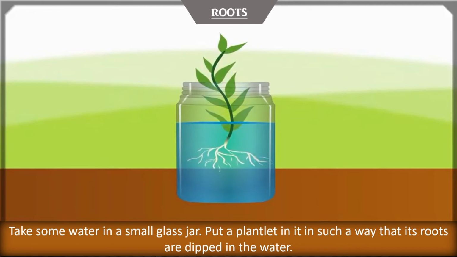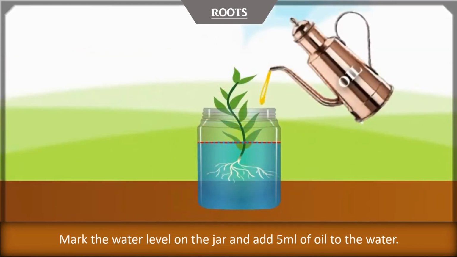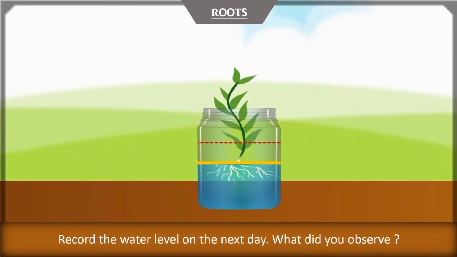Let's try this. Take some water in a small glass jar. Put a plantlet in it in such a way that its roots are dipped in the water. Mark the water level on the jar and add 5 ml of oil to the water. Record the water level on the next day. What did you observe?